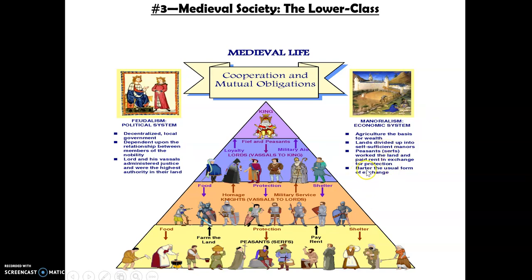So yeah, they had a barter system, which is where you don't use money, you just trade items. So like, I'm going to trade you my chickens for your cow. That's how that would work.